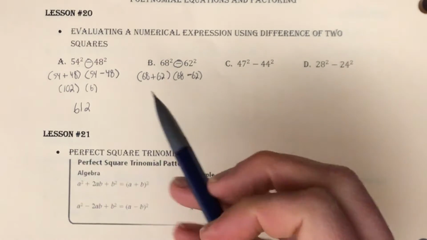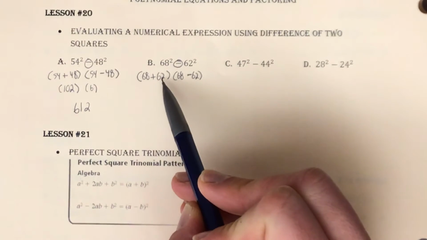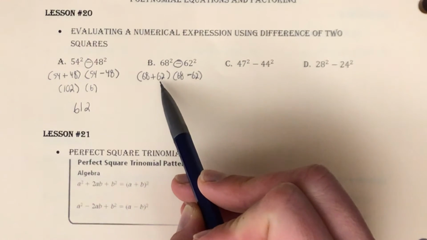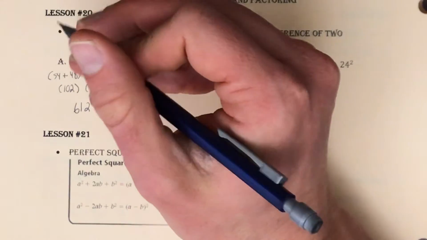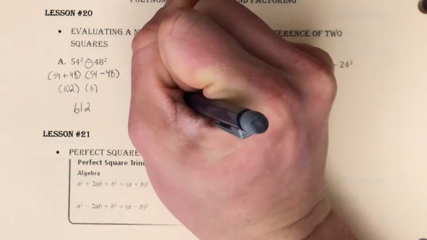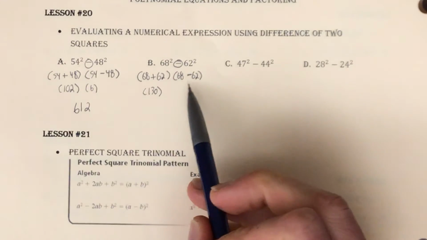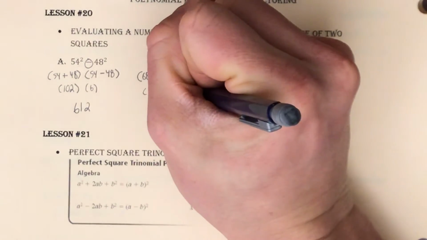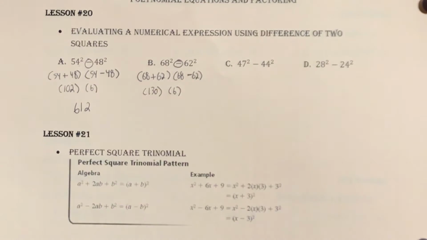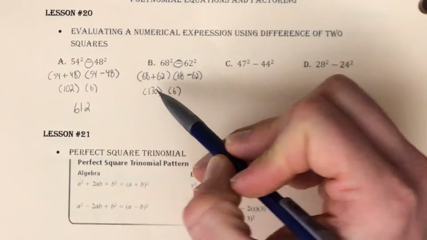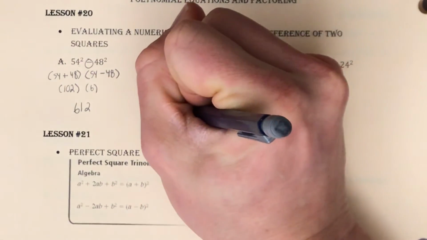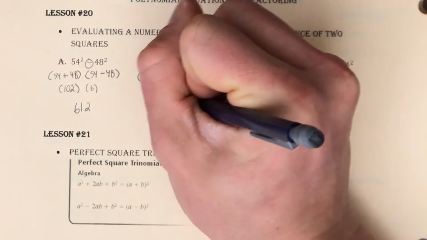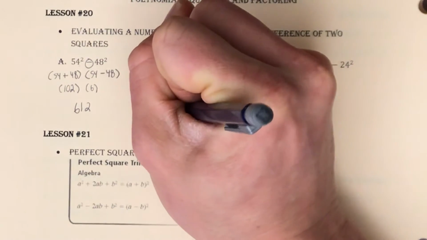So then we do the math. 68 plus 62: 60 plus 60 is 120, 8 plus 2 is 10, so 120 plus 10 is 130. So there's my first one. Second one, 68 minus 62, that is 6. So now I'm down to my two numbers that I can multiply. 6 times 130: 6 times 0 is 0. 6 times 3 is 18, so bring the 8 down, carry the 1, and 6 times 1 is 6, plus 1 is 7, so 780.